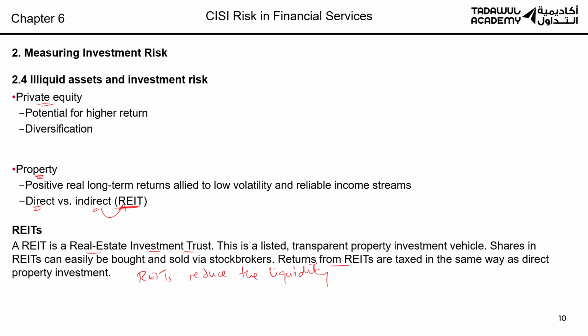REITs reduce the liquidity risk of property, but they introduce a new risk. Since they are listed on the stock exchange, the share price of a REIT goes up and down more frequently. So REITs have price risk, price volatility risk. Normal property doesn't have price volatility. It either goes up for the long term or goes down for the long term. It doesn't fluctuate too much every day, whereas REITs fluctuate a lot every day because they are listed and they are shares, so they are traded easily.